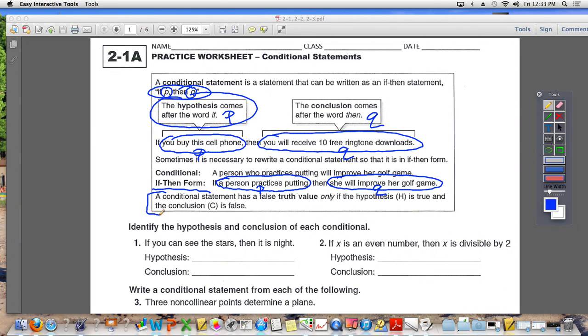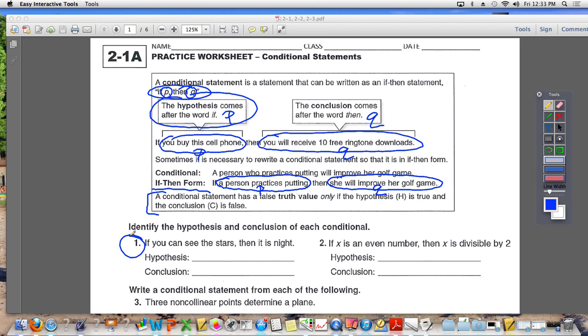All right. Your job right now is in problem number 1 right here. If you can see the stars, then it is night. What is the hypothesis? You can see the stars. Not "if you can see the stars," it's "you can see the stars." What is the conclusion? It is night. Good.